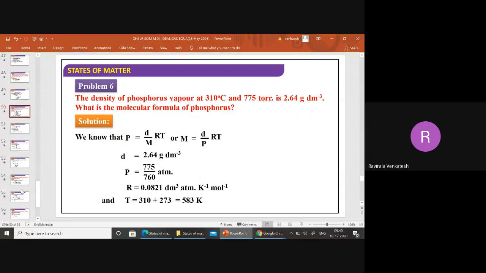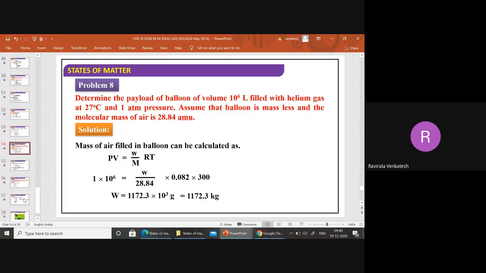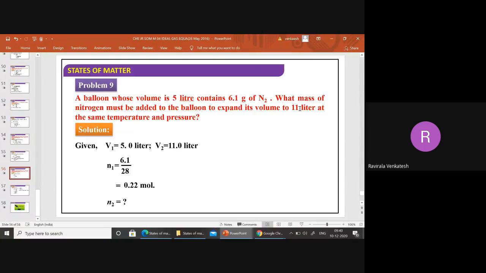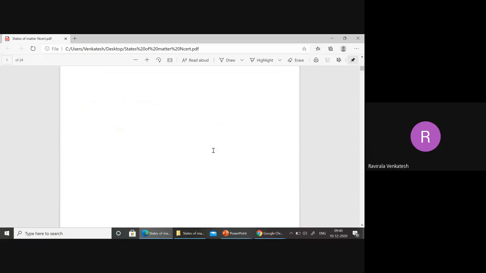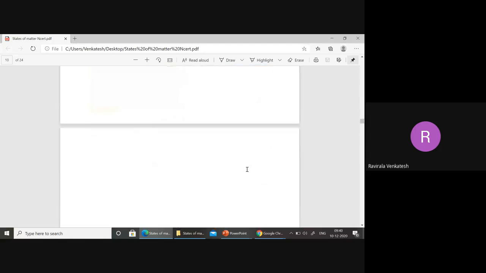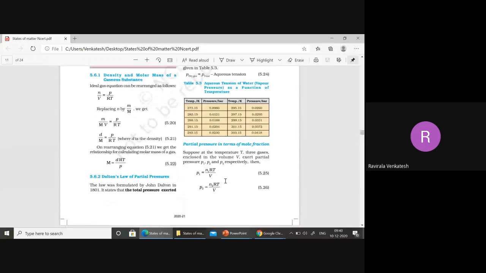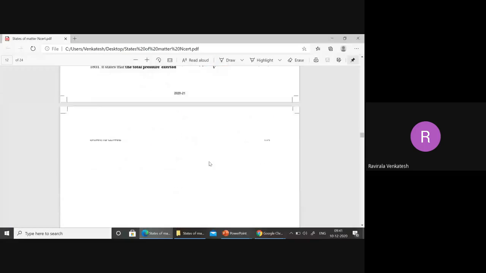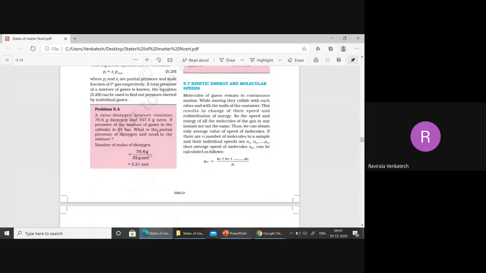So we'll do one thing actually. First we complete the Dalton's law problem, beta. After that we'll do all the remaining problems. Whatever problems are given in the exercise, we'll see every problem and do that. So today we can complete the syllabus, and the remaining problems will be discussed. Dalton's law, partial pressure, beta, the theory is completed. Let me see this problem, beta. 5.4. Okay.